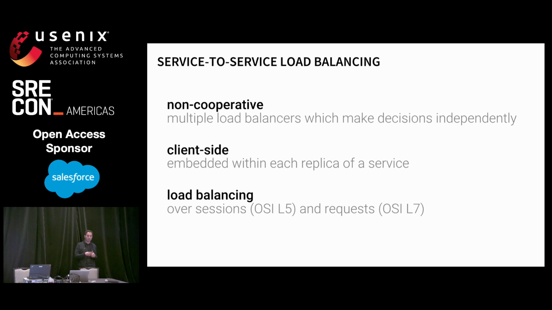Let's break down some of the terms that we use to describe our load balancers. We say they're non-cooperative, which means there's multiple load balancers, each making decisions independently. And this allows us to maintain this distributed architecture without expensive cooperation. We say that they're client-side, which means that they're embedded on the client, and this allows us to operate with fewer layers of infrastructure. And when we talk about load balancing, we're talking about load balancing over both sessions and requests. We care about session distribution, but we mainly measure the efficacy of our load balancers based on request distribution because it's a more accurate proxy of resource utilization.